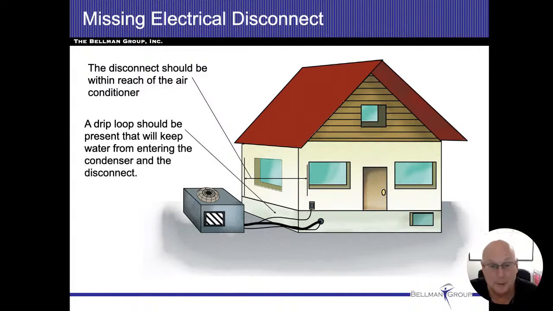So the purpose of this disconnect, it's there to protect the guy that's working on the air conditioning cabinet. If he goes in there, he opens it up, all of a sudden it starts working, he needs to be able to turn that power off right away. So when I look at these disconnects, if I'm in front of the unit on my knees working, I like to see a disconnect that's within easy reach, just in case the unit does start up.